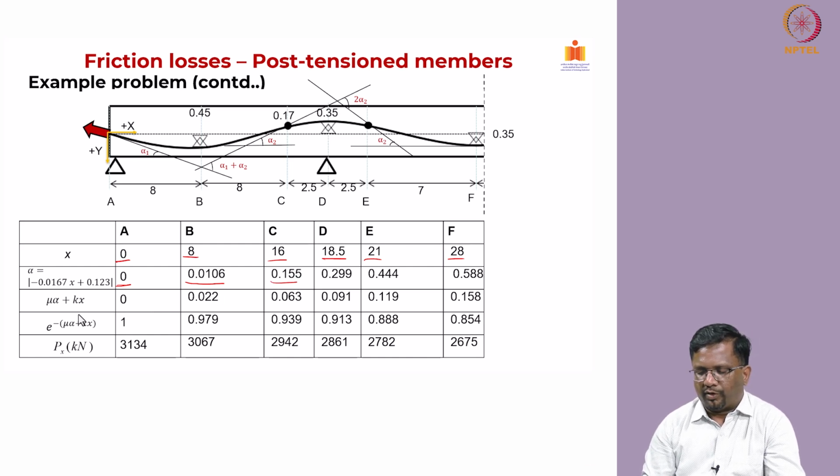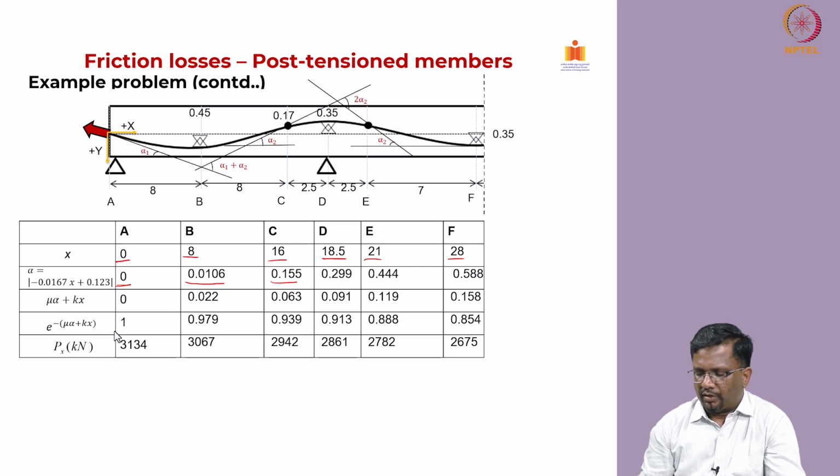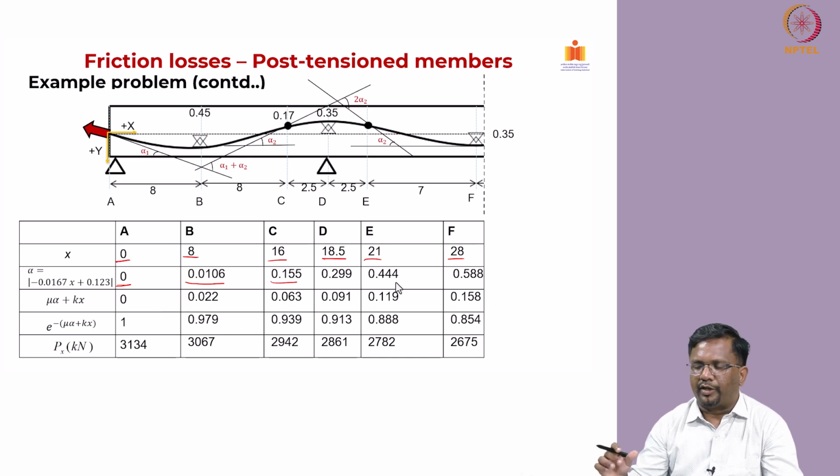Now, what is mu alpha plus kx? Here at A, the change in slope is 0, because though you may have a slope for the cable profile, the change in the cable slope is 0. So, it is going to be 0, and at B it is going to be 0.022, at C it is 0.063, and at D it is 0.091, and so on. What you see here is that the total value of mu alpha plus kx keeps on increasing, because the net alpha keeps changing, as we are looking at the cumulative change in the slope.